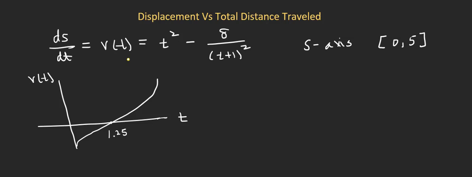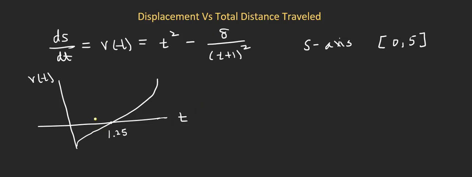Let's take a look at this velocity graph. So derivative of s with respect to time, ds over dt is v of t, which is equal to t squared minus 8 over quantity t plus 1 squared. And the particle is moving along the s-axis horizontally from 0 to 5 seconds.